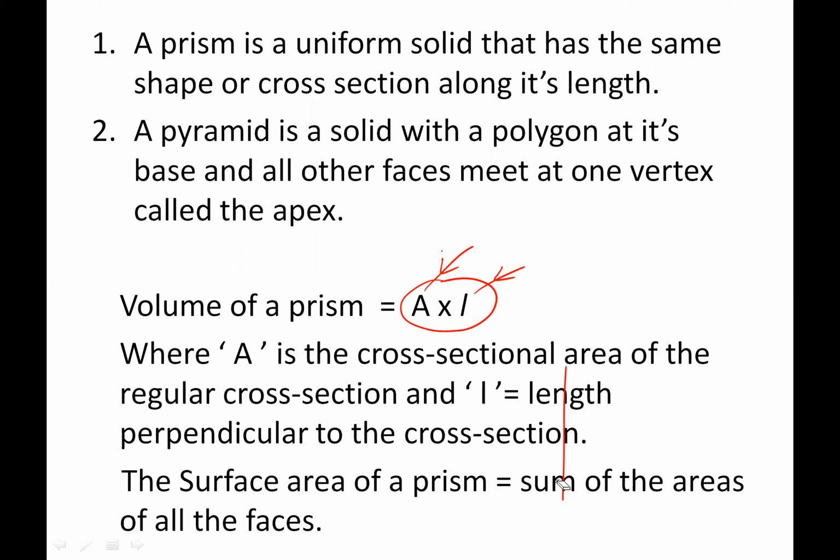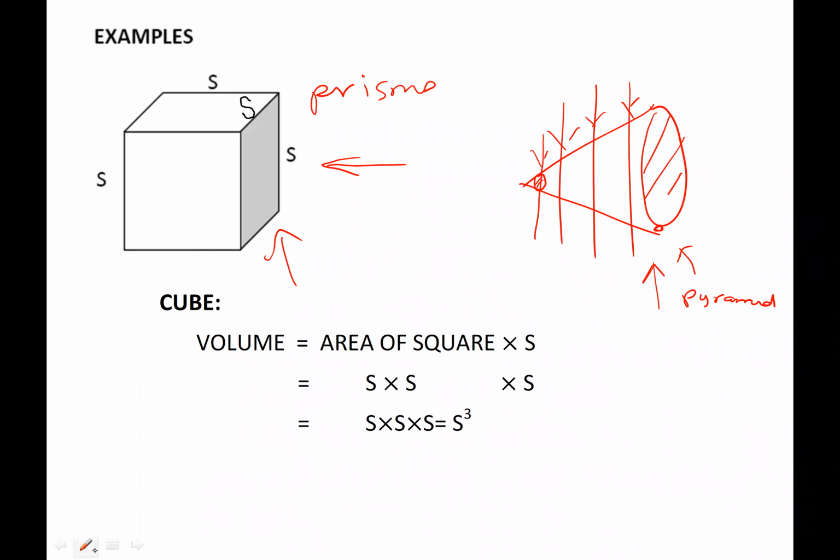Sorry about that. I'm trying to change the screen. Let me see if I go here. Right. So let's go to this particular one. Let's say we wanted to find the volume of a cube. Well, remember the volume equation is always the area of the cross-section A times the length perpendicular to it. So in this case, the area of the cross-section will be the area of the square that is shaded. And the area of a square is side by side.